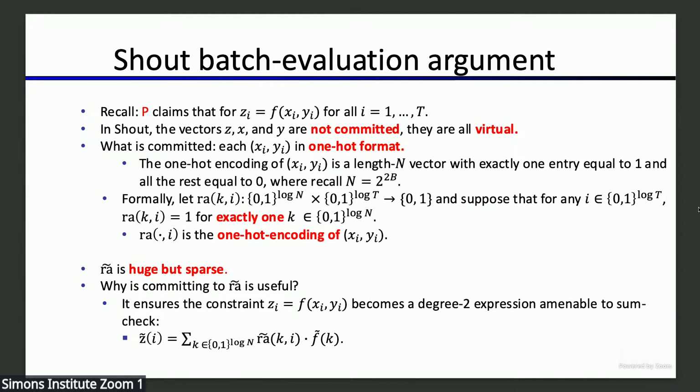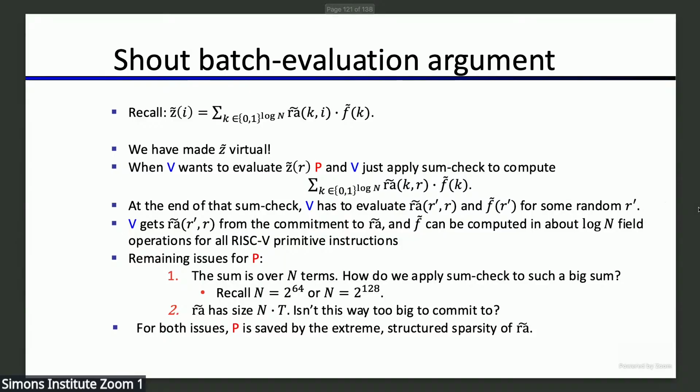And so we've made z virtual, we're done. When the Jolt verifier needs to evaluate the multilinear extension of z at a random point, z wasn't even committed, no problem. We just apply sum-check to compute the sum. At the end of that sum-check, it has to evaluate RA twiddle at a random point and f twiddle at a random point. RA twiddle was committed, so the verifier gets it from there. And for all the RISC-V instructions, the verifier can compute f twiddle in 64 field operations or something tiny like that. So from the verifier's perspective, we've reduced evaluating f at t different inputs to evaluating f at just one input. It's a reduction from many to one.